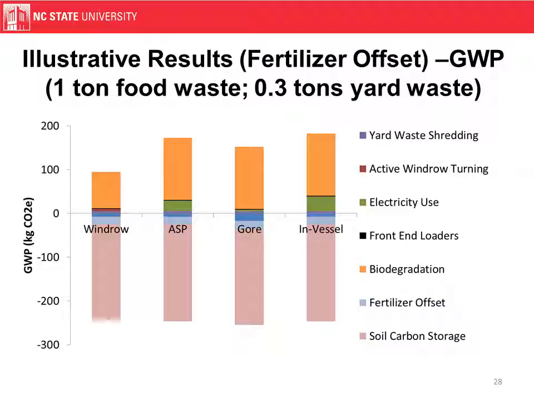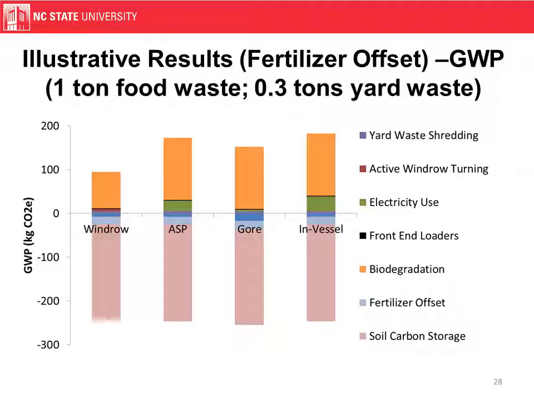We're looking at global warming potential. We see our horizontal zero axis. Everything above that is an emission. Everything below that is an offset. Things that jump out right here: the biodegradation is the orange on top, and I mentioned that one of the key inputs is the proportion of the carbon that goes to methane and the proportion of the nitrogen that goes to N2O. Both of those have a big impact here on the global warming potential.